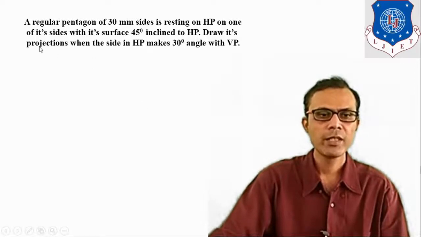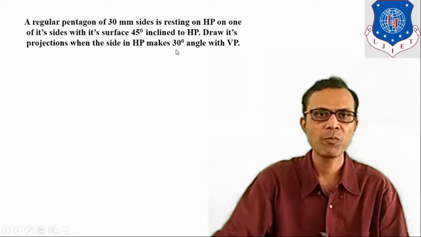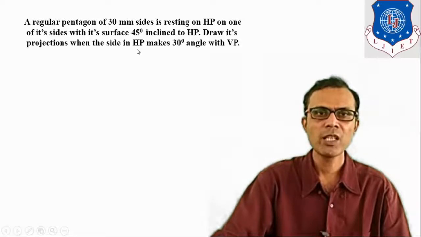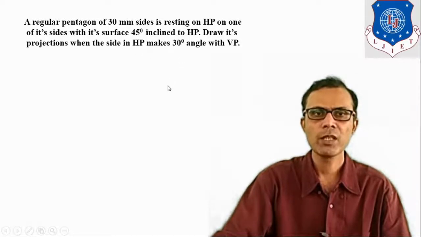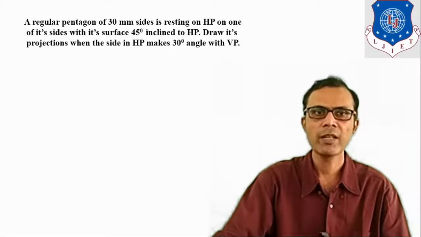Given data is a regular pentagonal plate of 30 mm side is resting on HP on one of its side with its surface 45-degree inclined to HP. And through its projection, when the side on HP makes an angle of 30-degree with VP. So first of all, you should be able to understand the given data.